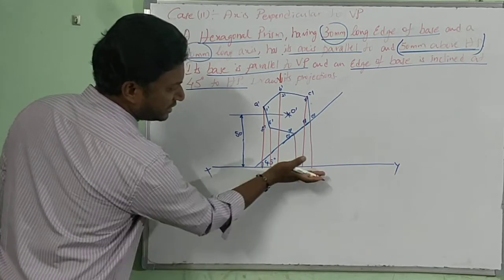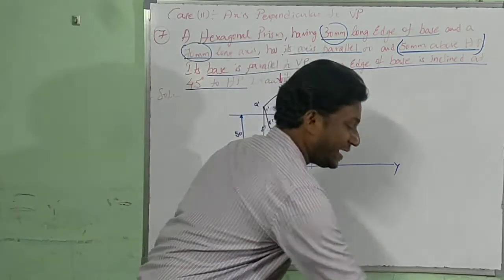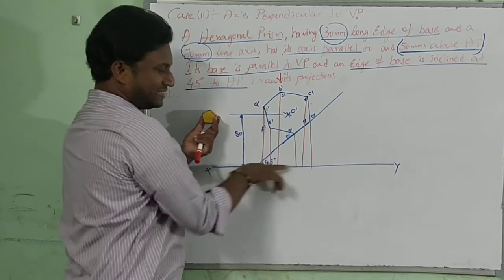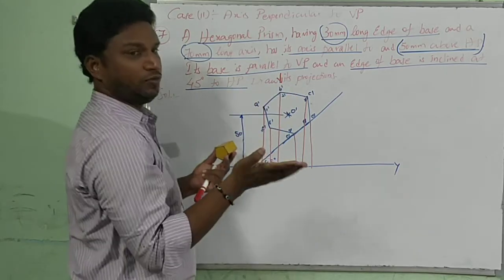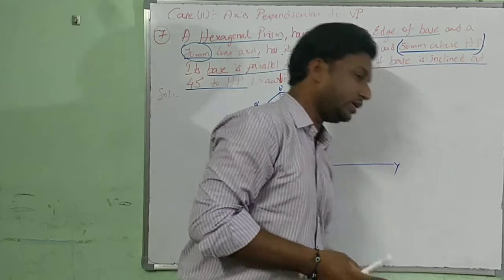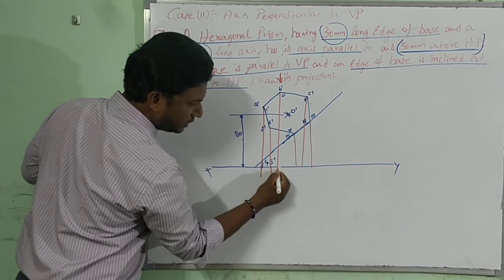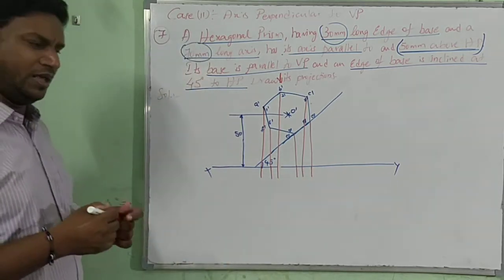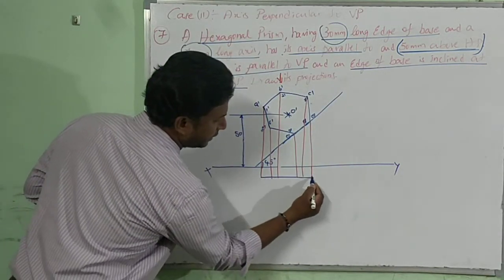See, projectors I have drawn up to the XY line only. For the previous problem, the base was on the VP, so when you are looking from the top, the baseline coincides with the XY line. But here, its base is parallel to VP. It's parallel, but the distance is not given anywhere. So you can extend them to any length, your wish. 5 mm, 10 mm, anything. So from here, try to complete the side.